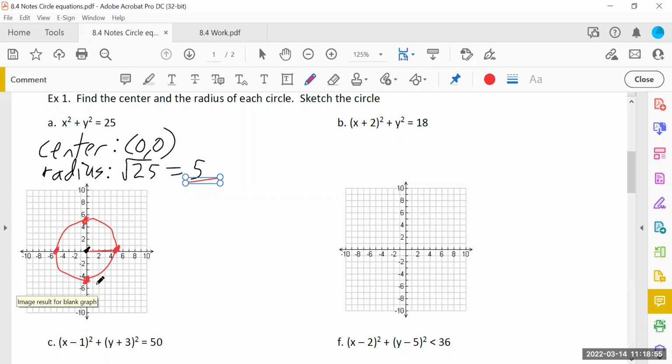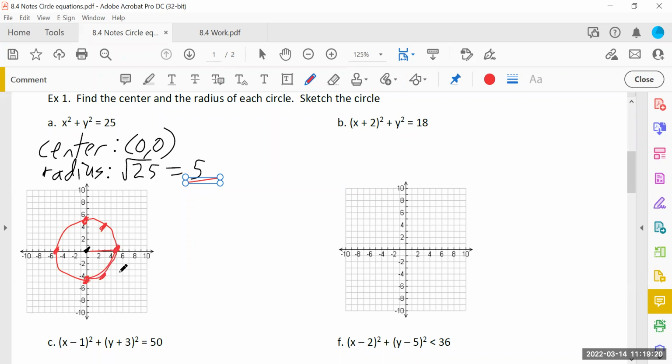Now, we could find other points. So if I actually use the formula, I could find that if I put in 3 squared plus something squared equals 25, oh, the something squared would have to be 4. So I should have a point at 3, 4, right there. I should have a point at 3, -4, like down here. But again, my circle's close to those, but not quite on them.